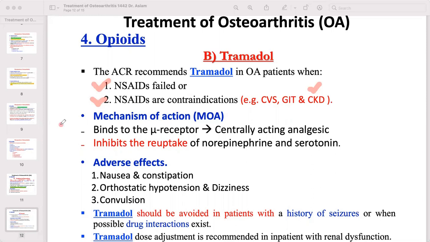Mechanism of action of tramadol: binds to the mu receptor, centrally acting analgesic, and inhibits the reuptake of norepinephrine and the serotonin. So the role of these neurotransmitters, including norepinephrine and serotonin, is also important for the pain control. Adverse effects of tramadol include nausea and constipation, orthostatic hypotension, and dizziness and convulsion.